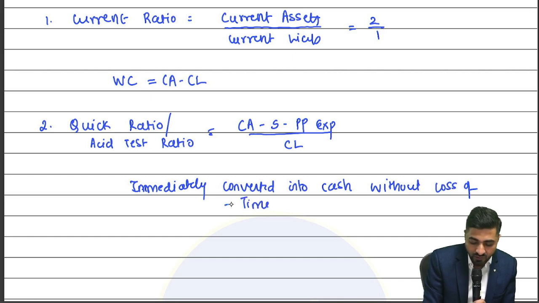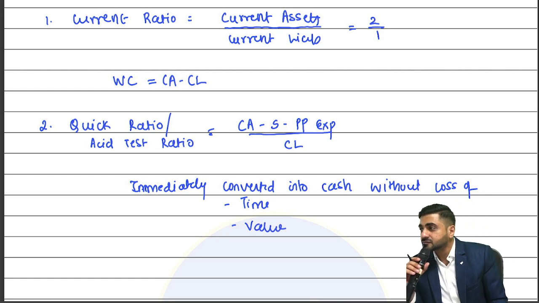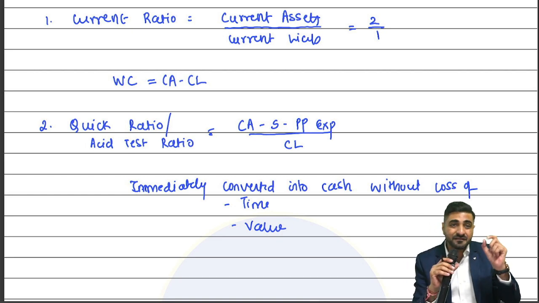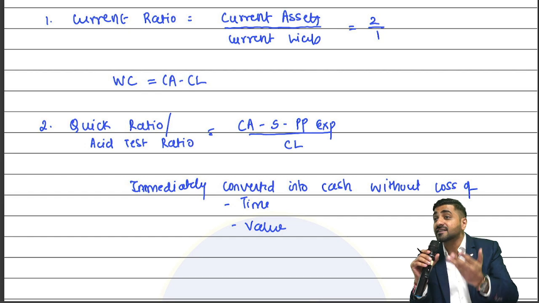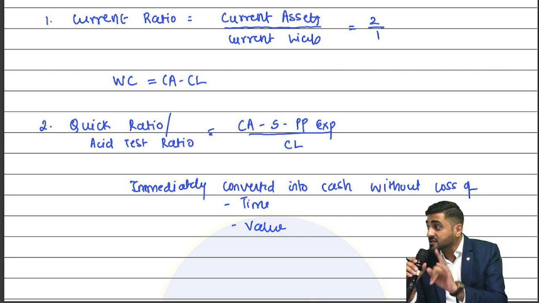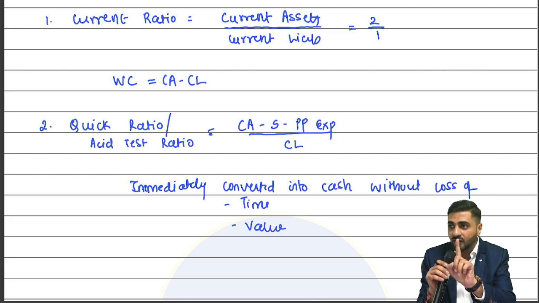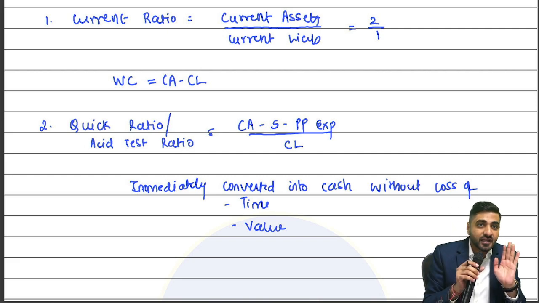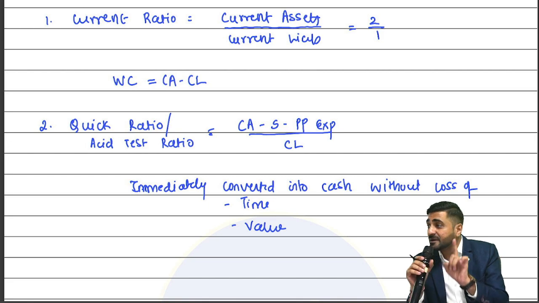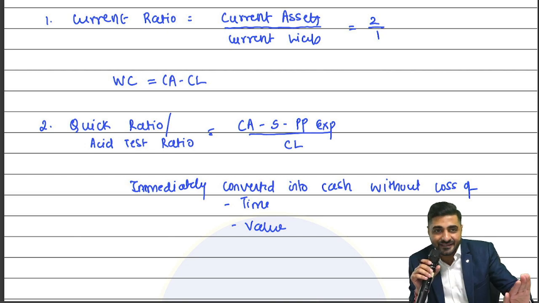time or value. So let's say, for example, if you have stock with you, first of all, is stock part of your current assets? Right? Because stock is sold within a period of 1 year. But you can't convert stock immediately, because if you want to convert stock immediately to cash, either you have to reduce its value and sell it, or you have to wait.